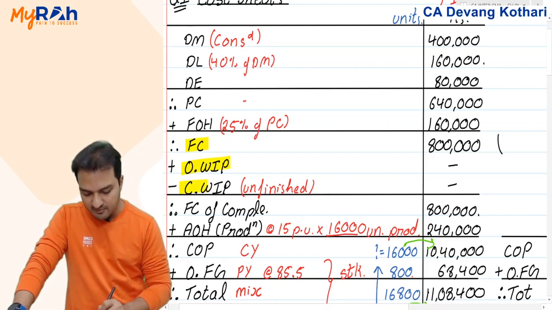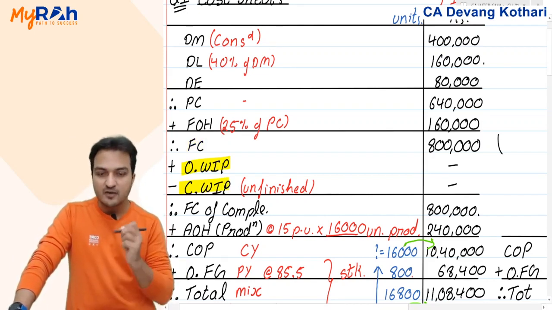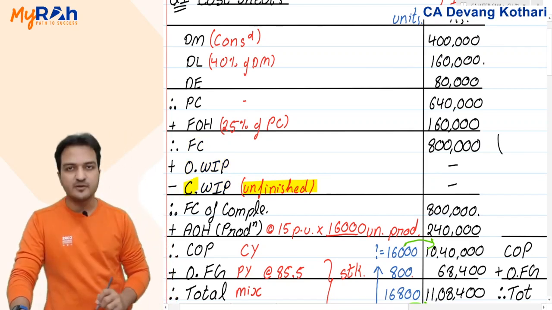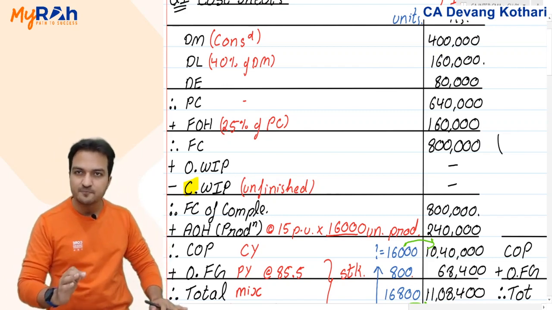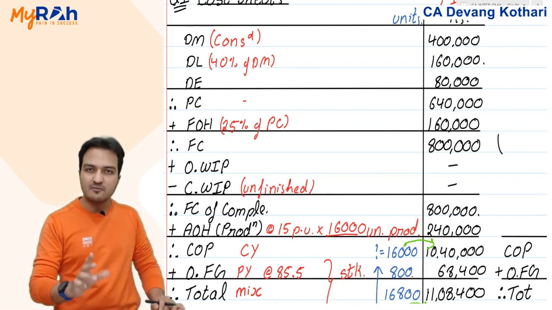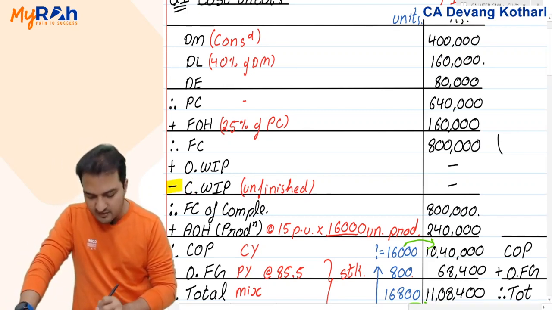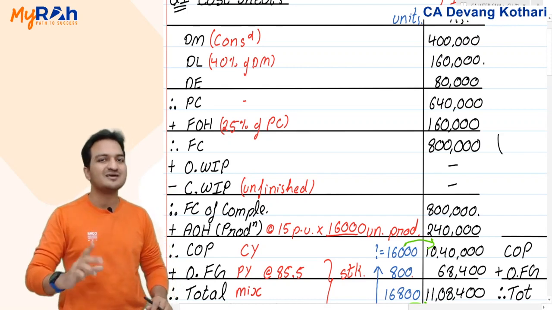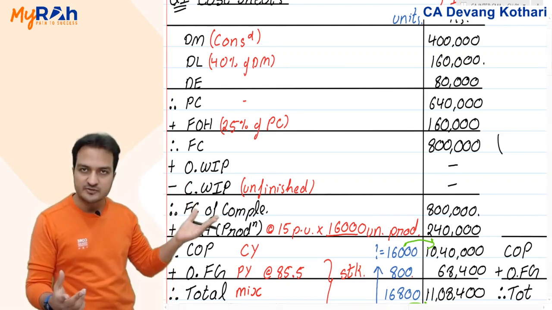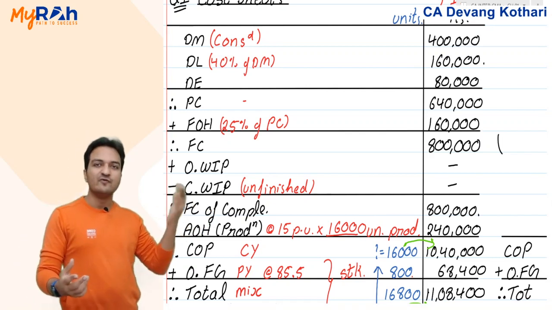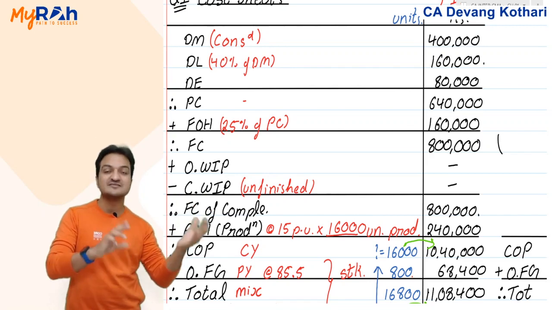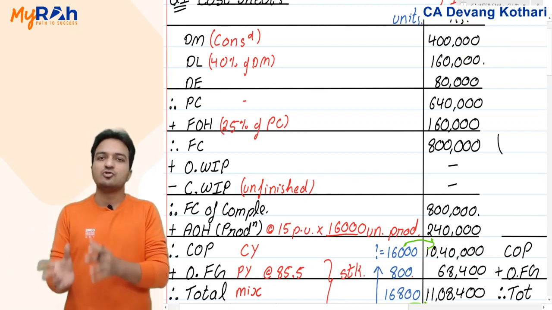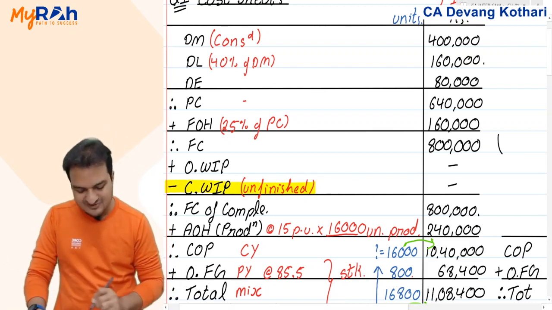On that, we add opening WIP less closing WIP. What was WIP? WIP means unfinished goods, incomplete units. And closing WIP means the units which remained incomplete at the end of the year. And why did I deduct that closing WIP? Well, because ultimately we want to reach the cost of the units that I have sold. Now, these units are incomplete units. Where are these units located? Well, these units are still inside the machine. And if these are still inside the machine, then definitely these units are not sold, so I will remove those incomplete units.